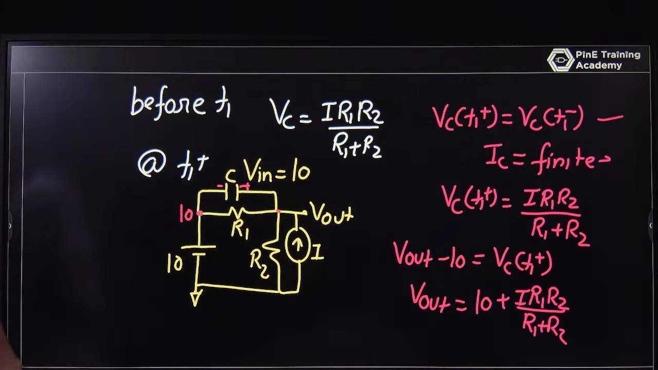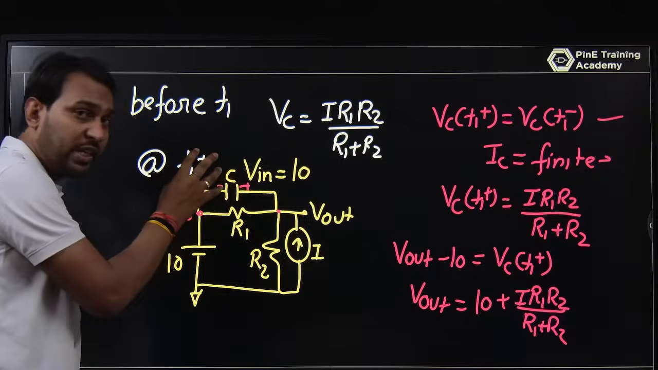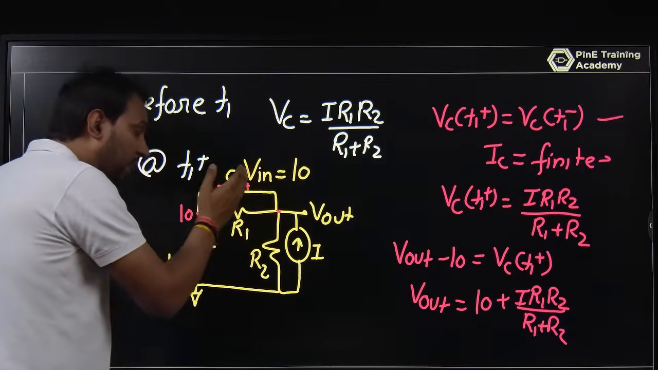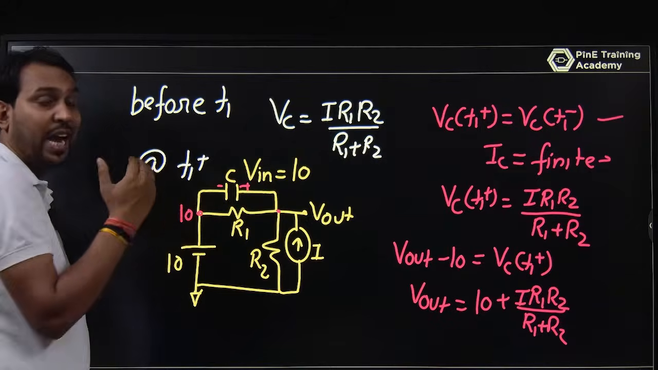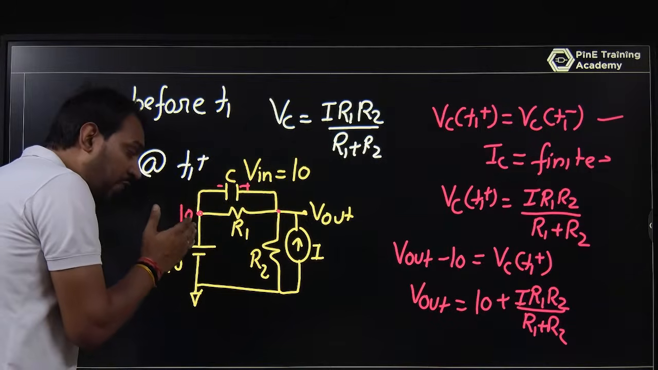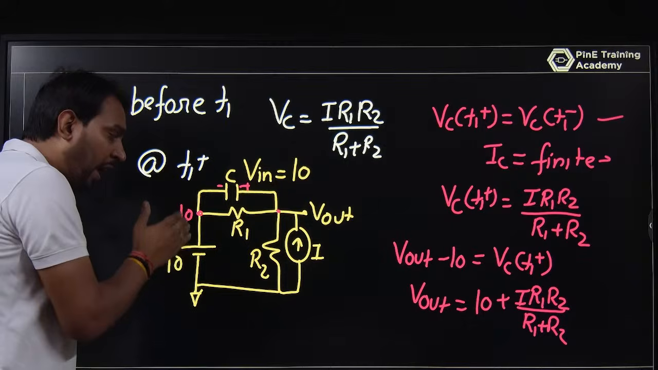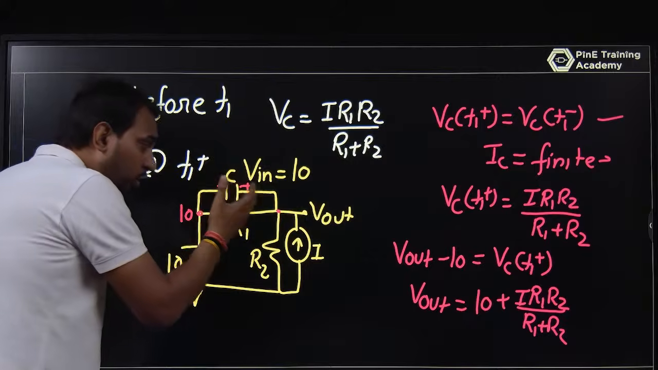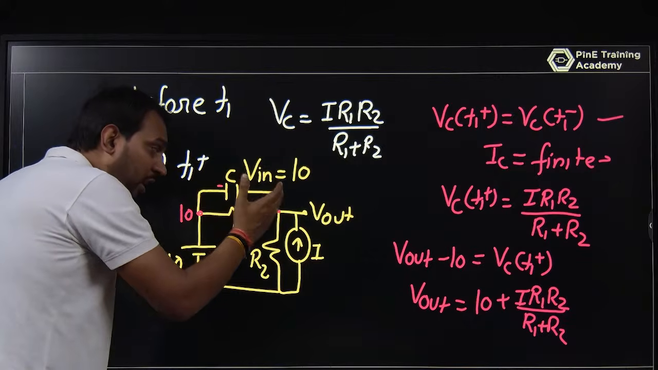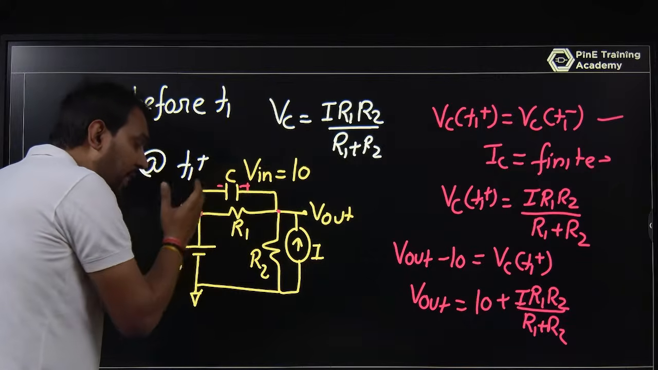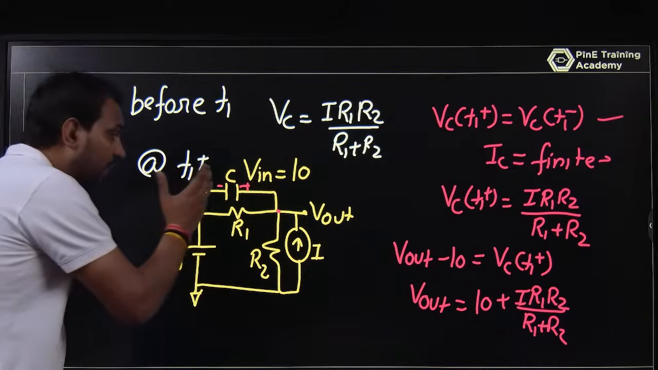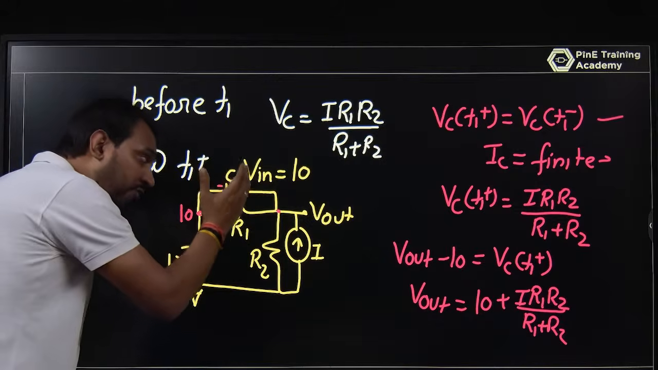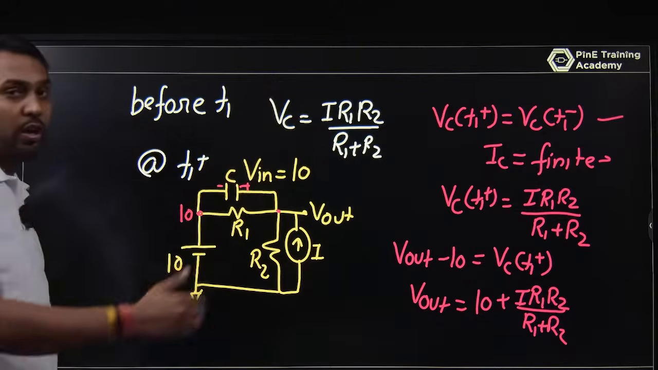Just focus here that the capacitor voltage is not changing, but V out is changing. Why? Because the input increases by 10 volt. It was 0 till T1, and after T1 it has a change of 10 volt. So your capacitor voltage is not changing, and V out increases by 10 volt: VC, which is I R1 R2 upon R1 plus R2, plus 10 volt.